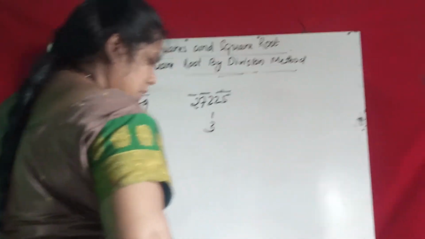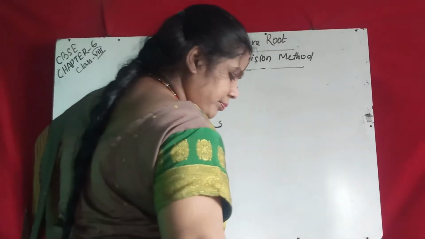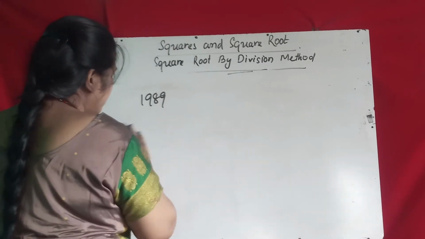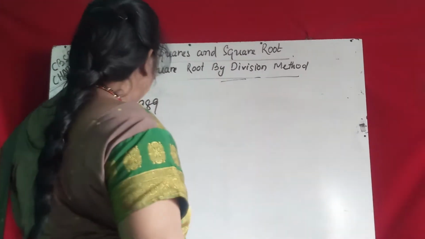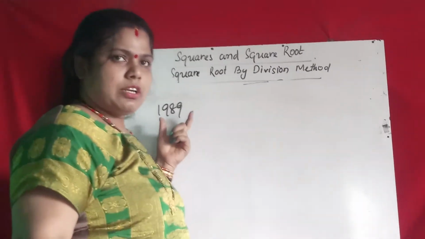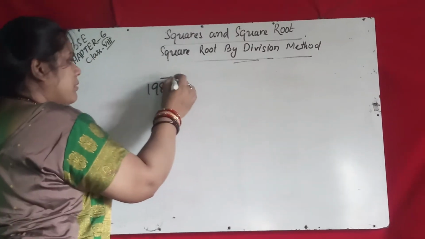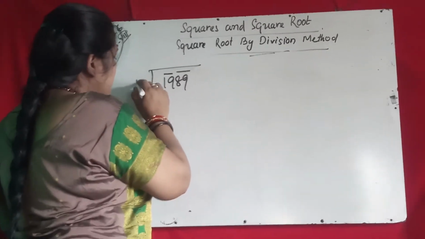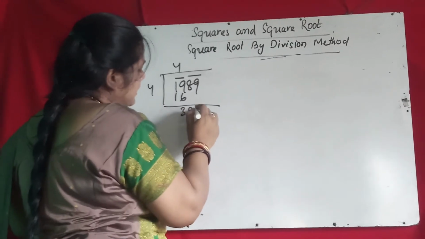Then another question: a number is given to you, suppose 1989. It is not a perfect square. I have already done one example, but from the exercise, this number is not a perfect square, and a number must be subtracted from it to make it a perfect square. So same, you first find its square root. 4 4s are 16, less than that you take. Then 3 at a time, you bring down 8 9.